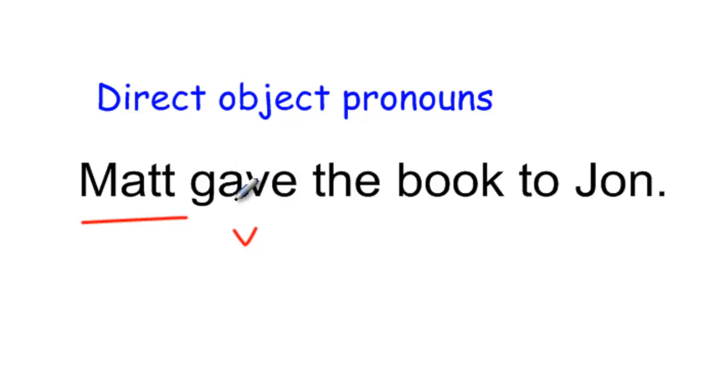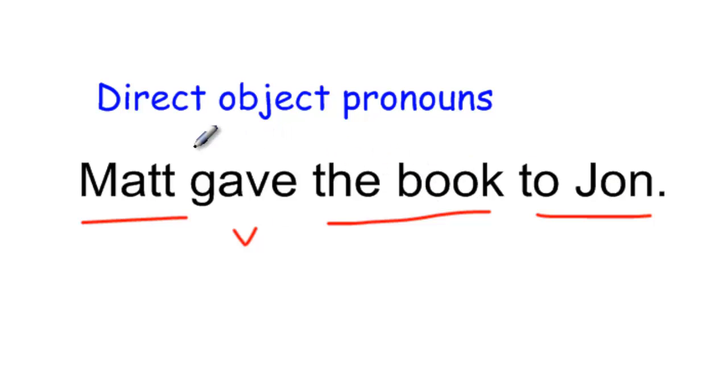So we have our subject, Matt, and now we have the book to John. We've got two elements here. Which one is our direct object? Which one is directly receiving the action of the verb? Now, some people might say, well, it was given to John, so John is receiving the book. But John is receiving the book, he's not receiving the action.